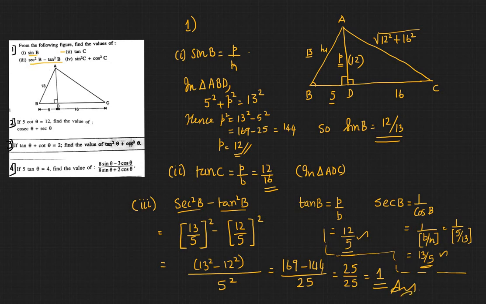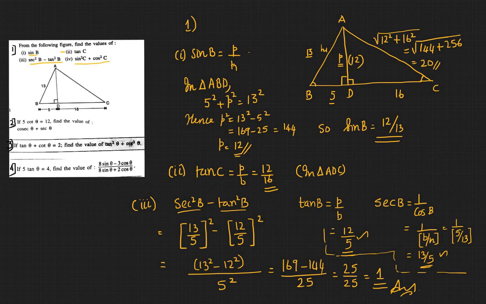So let's look at the fourth one, sine squared C plus cos squared C. So we can find what is sine C and cos C. But here it is important to see what your hypotenuse is. So this would be 144 plus 256. That will be equal to the square root of 400, which will be equal to 20.